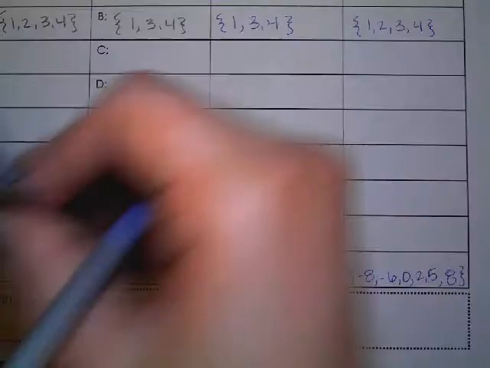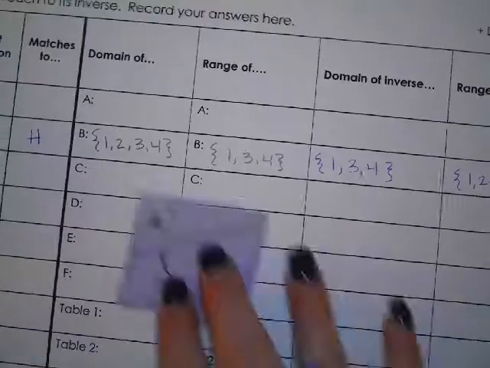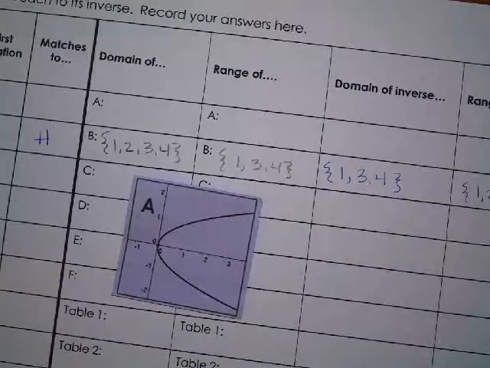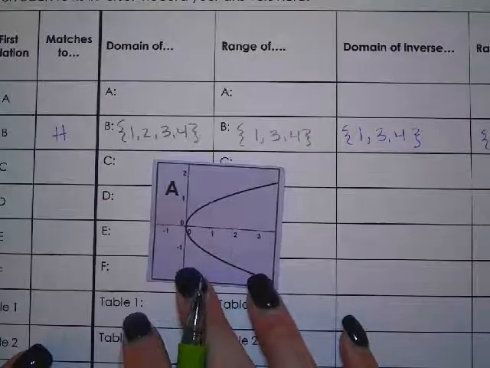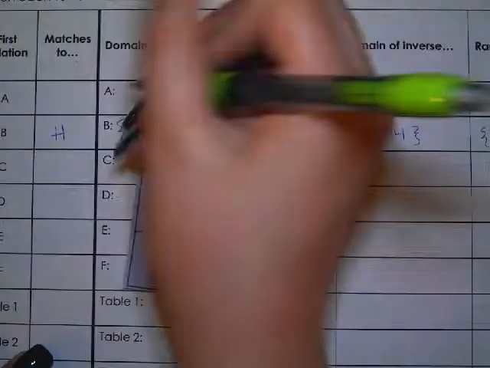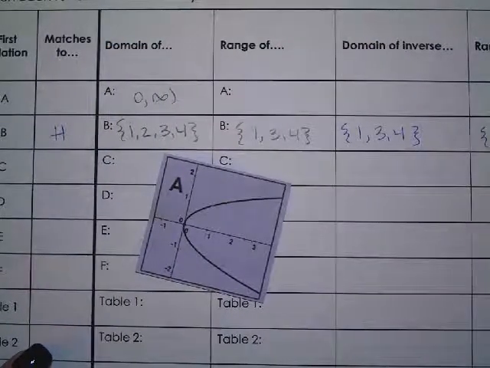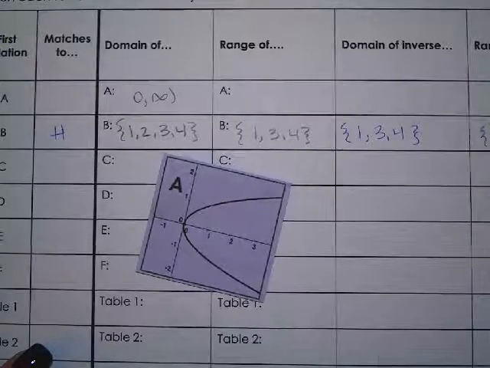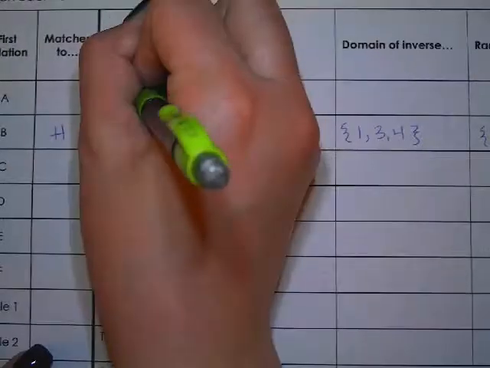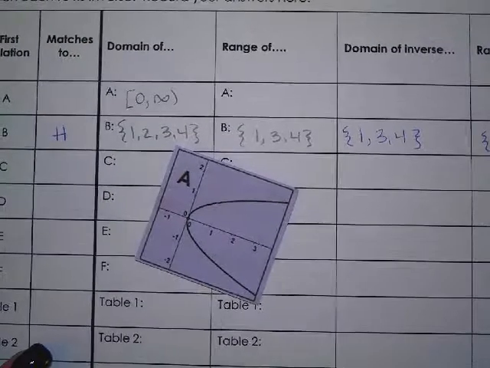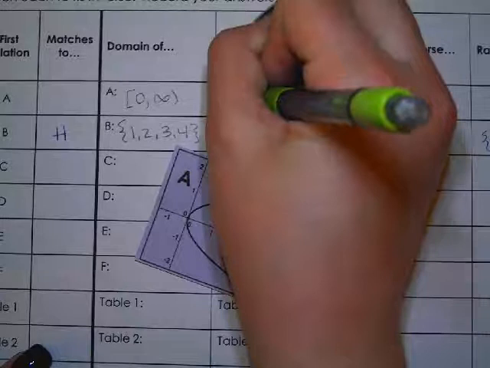Okay. Let's go ahead and look at card A. How do we write the domain of card A? Zero to infinity. What do I know about the 0? You include 0. It's the vertex. So what does it get? Bracket. Perfect. Okay. What about the range? Negative infinity to positive infinity.